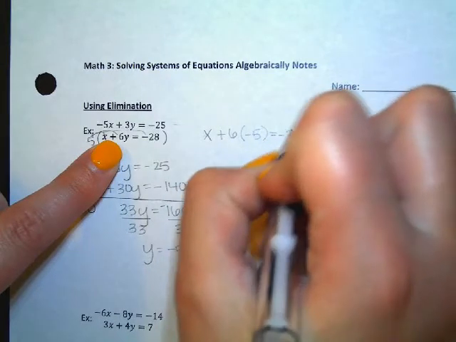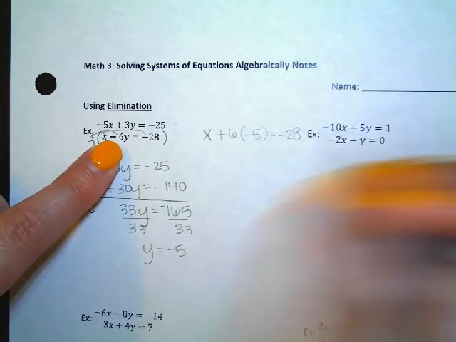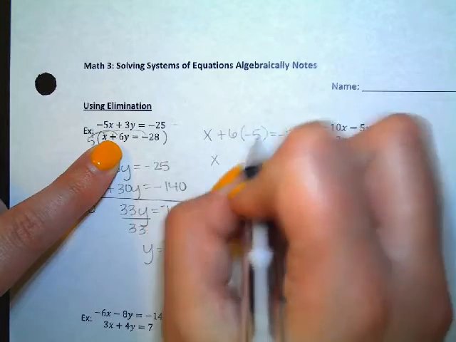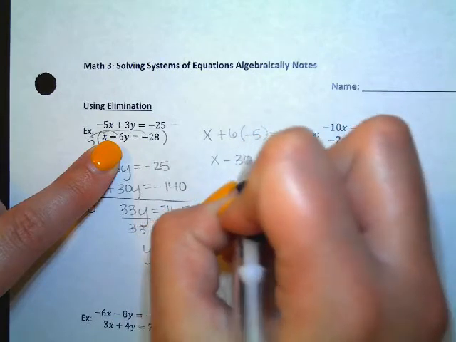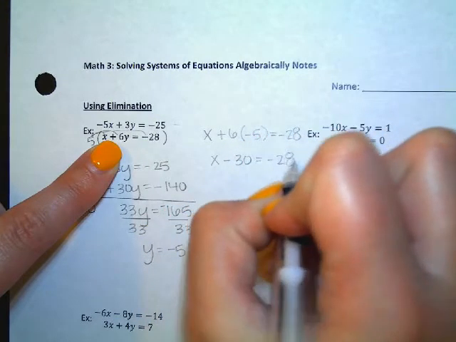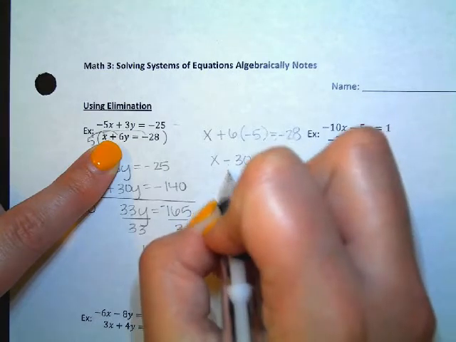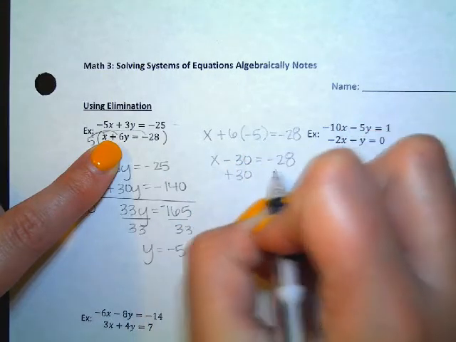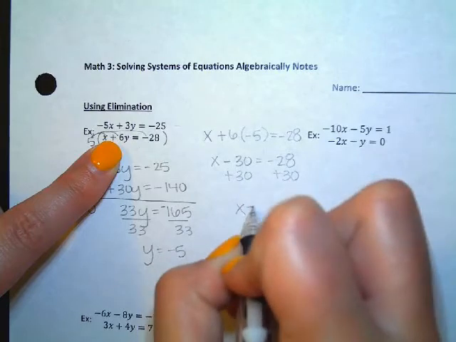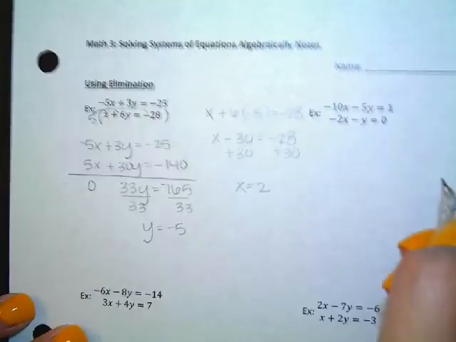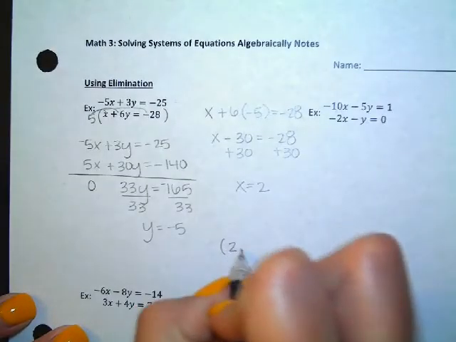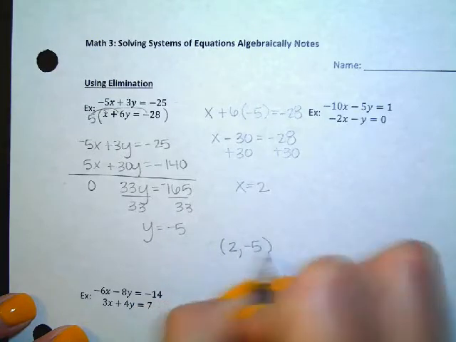equals -28. x, that's -30, equals -28. And then I'll go ahead and add 30 to the other side. x equals 2. So when I'm done, I'm going to go ahead and write the point as (2, -5).